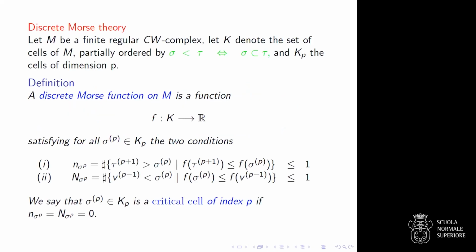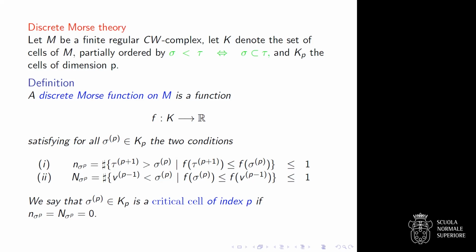So we started. The idea was to use discrete Morse theory, apply it, as I told you, to the Salvetti complex. So first, let's see the basic tools of discrete Morse theory that you probably know. If we have a finite regular CW complex M, and K denotes just the set of all cells of M, K will be partially ordered by inclusion, and K_p denotes the cells of dimension p.